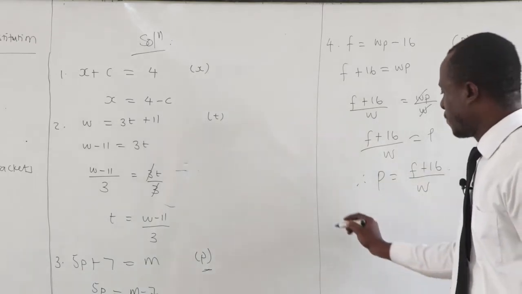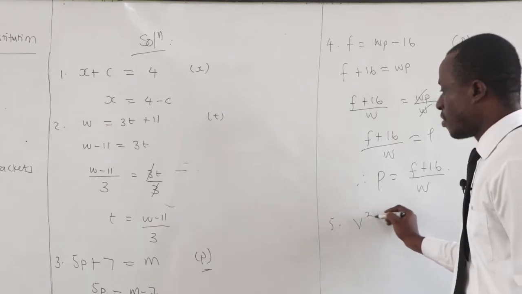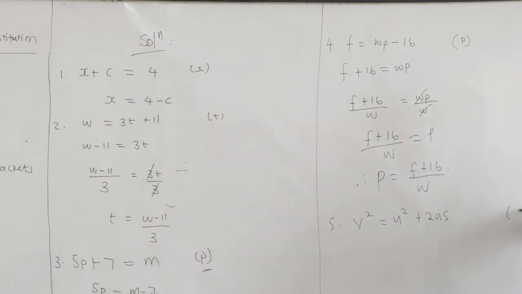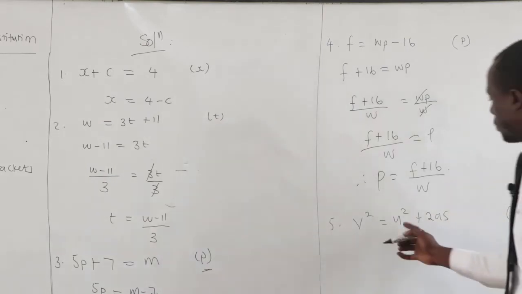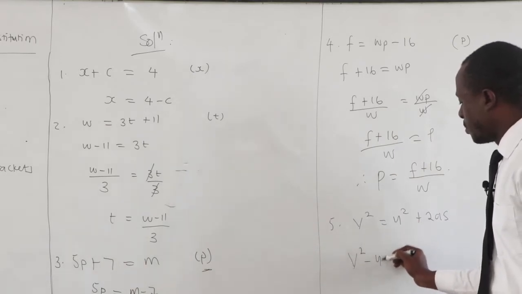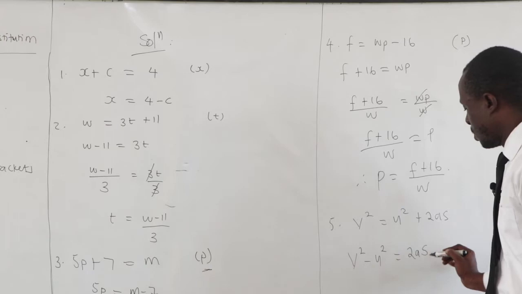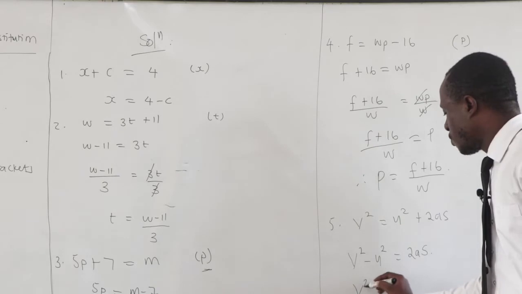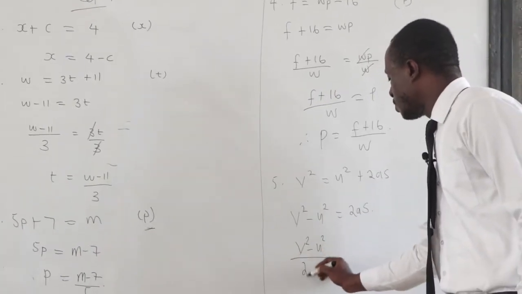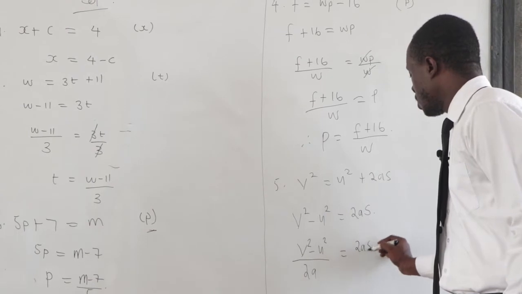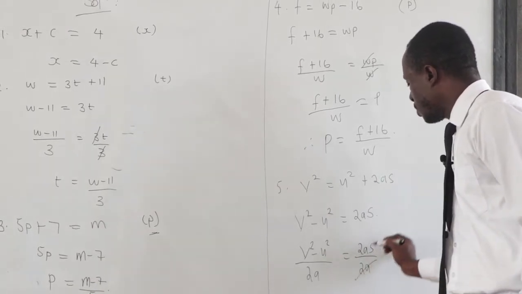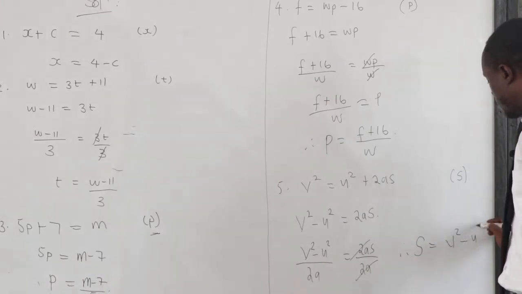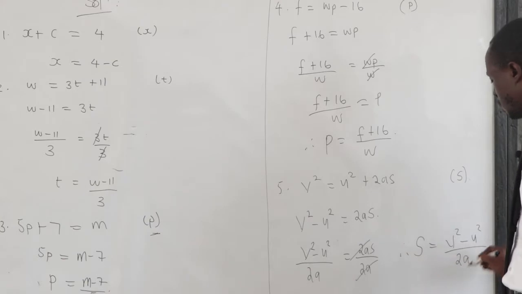Now let's see the fifth question. We have v square equal to u square plus 2as. And we want to make s the subject. So this has to move here. So we have v square minus u square equal to 2as. We want to make s the subject. What is multiplying the s? That is 2a. So we have v square minus u square all over 2a equal to 2as all over 2a. This 2a is cancelling out that. Therefore, our s is equal to v square minus u square all over 2a.